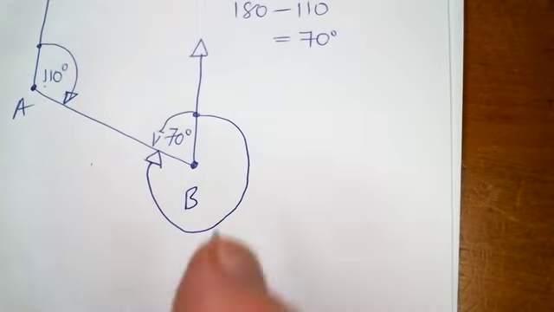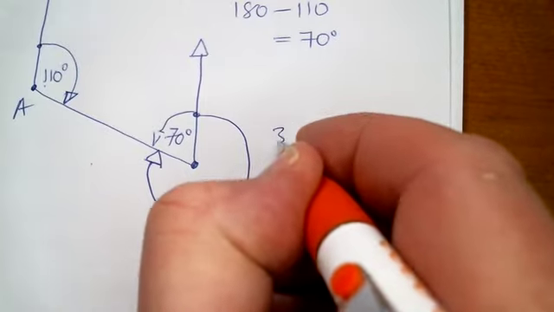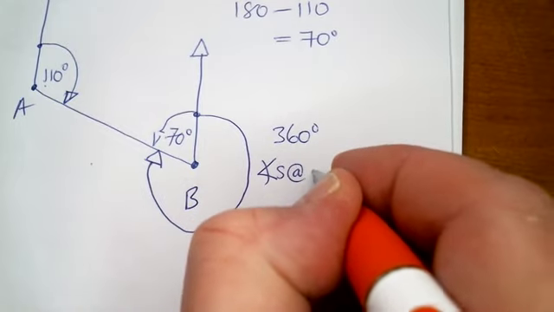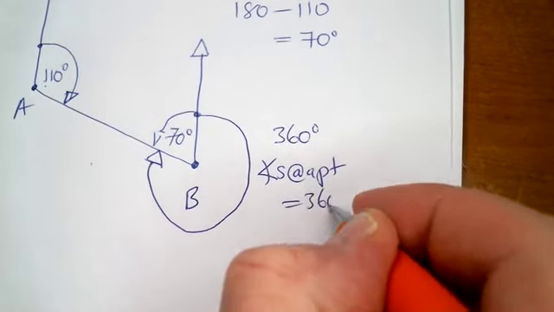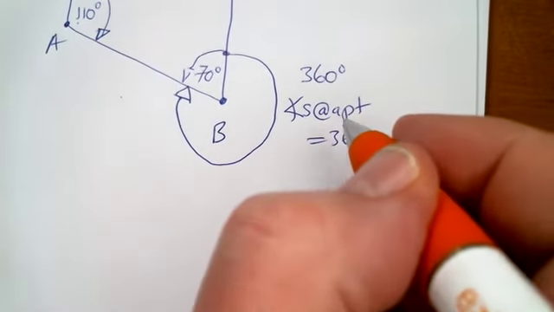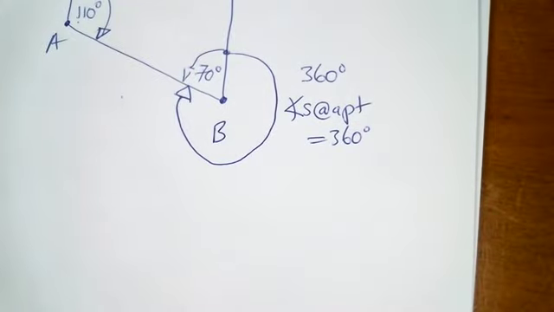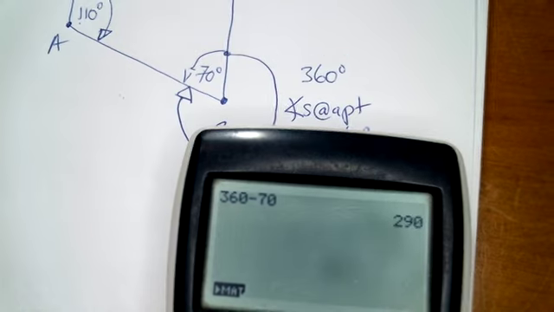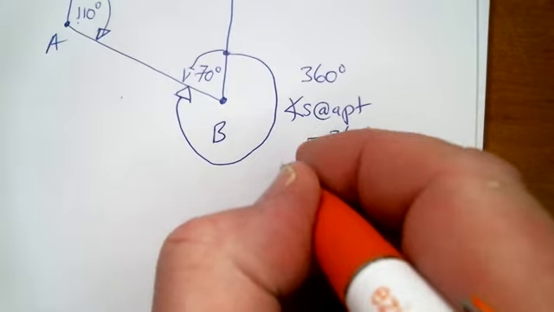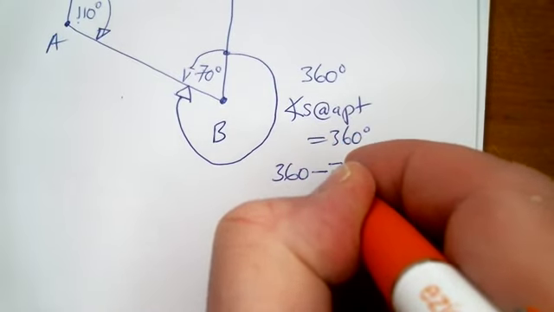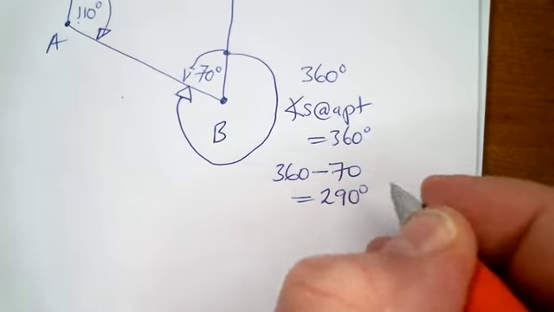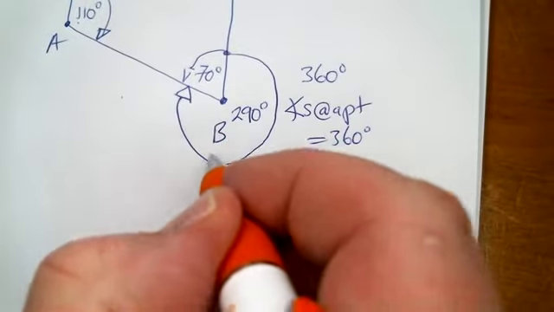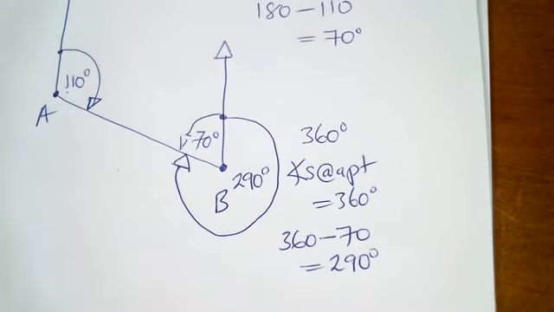That's what we know. And we know the whole thing is going to be 360 degrees, because angles at a point equal 360 degrees. So if we take away the 70 from 360, I'll do it on the calculator so you can see it playing out. 360 minus 70 is equal to 290 degrees. So this angle here is 290, and that is the bearing from B to A. And that's how we go about calculating it.